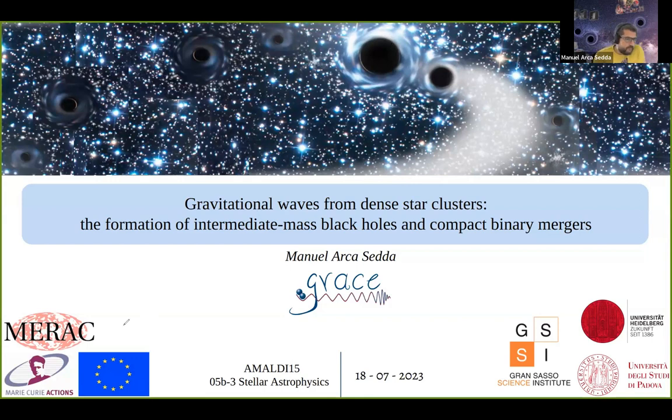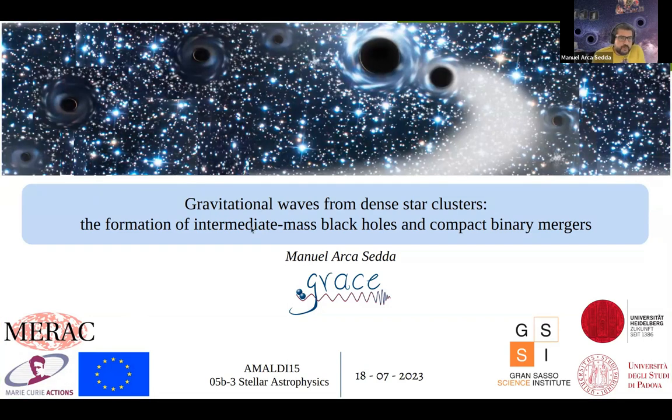Okay. So I'm Manuel, and today I will discuss how IMBHs form in star clusters. So I was talking about the formation of intermediate mass black holes and compact binary mergers in dense star clusters. This is work as part of the GRACE Black Hole Project. And I want to acknowledge funding from the European Union through a Marie Curie action and the MRAC Foundation. It's a work in collaboration with the University of Heidelberg, the University of Padova, and the Gran Sasso Science Institute.